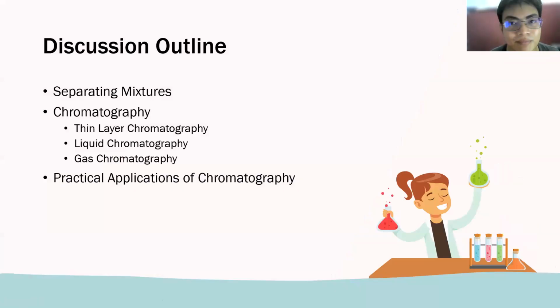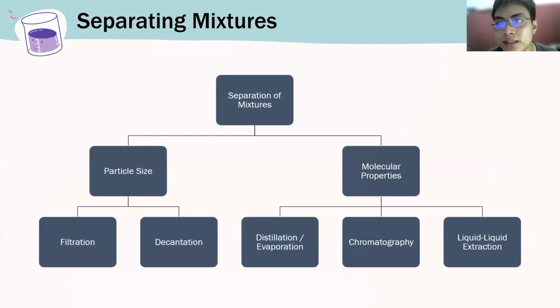Your teacher discussed the means to separate a mixture. There are many ways we can separate them based on the particle size and the molecular properties. For particle size, it's easy: you either filter them or decant them. But for separation by molecular properties, there are more ways. You can do distillation or evaporation based on the boiling point or the strength of intermolecular forces. You can use chromatography to separate them by size, by charge, or by polarity, and then liquid-liquid extraction to separate polar and non-polar compounds.